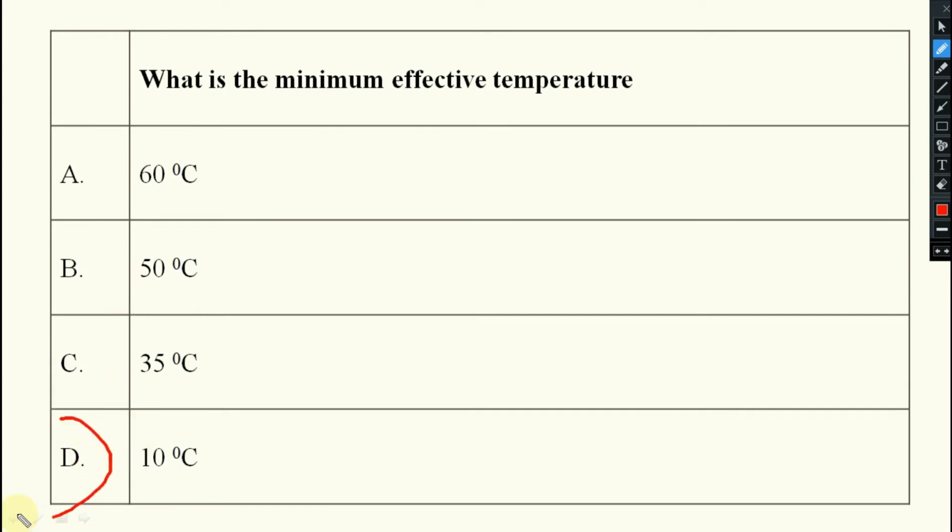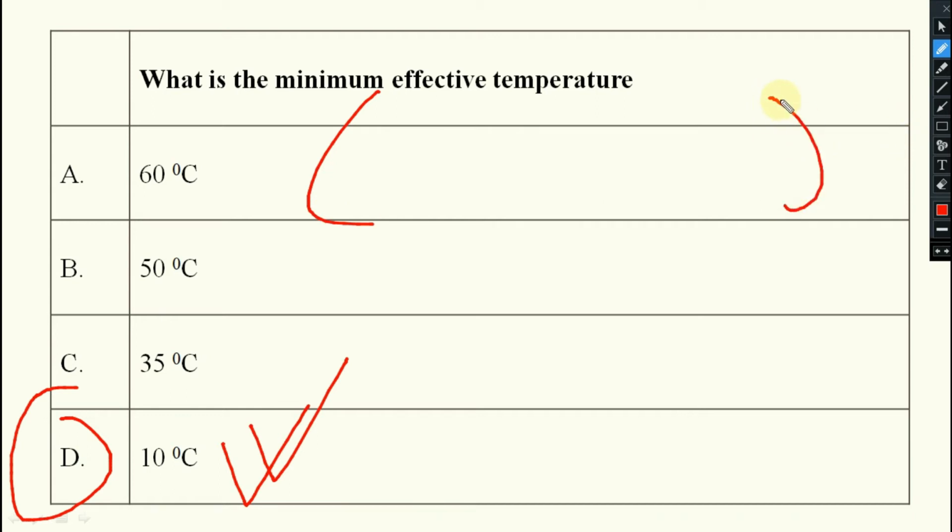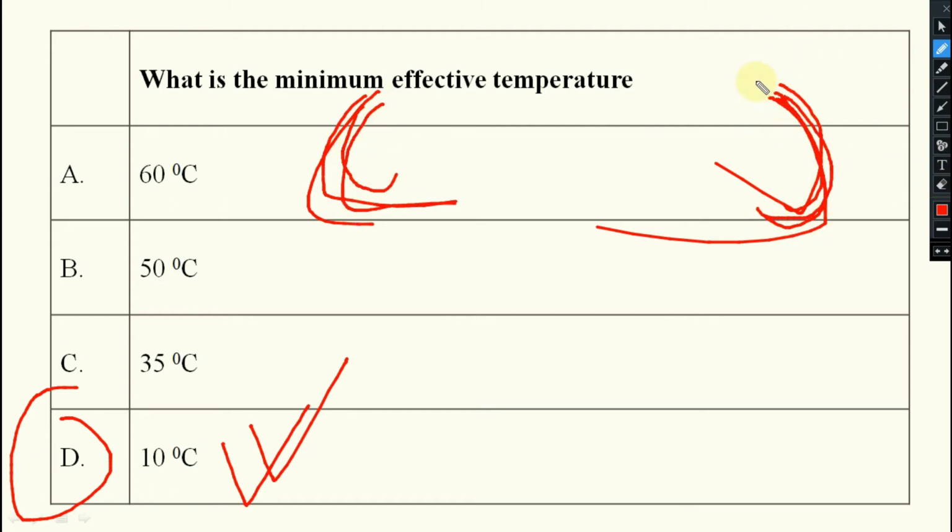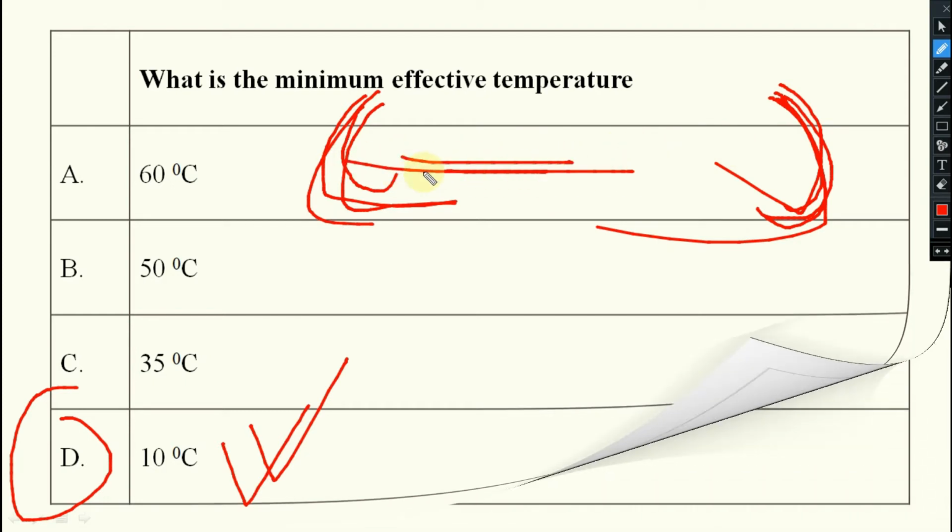Your 10 degrees centigrade. And this is also known as, this is a comment work for you, this minimum effective temperature is known as what? This is a comment work for you. Who will give the answer? I will try to see. What is the answer? Please mention it in the comment box.